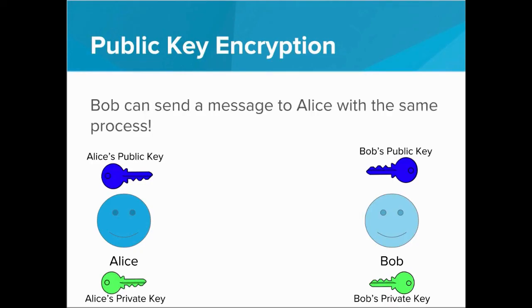What's nice is Bob can send a message to Alice with the exact same process. Bob will ask Alice for her public key, Bob will encrypt the message with her public key, send it back, and then Alice will decrypt it with her private key. So this is the form of encryption that is used on the internet because it's so much more scalable. It's so much more reasonable for all computers to be using this system.